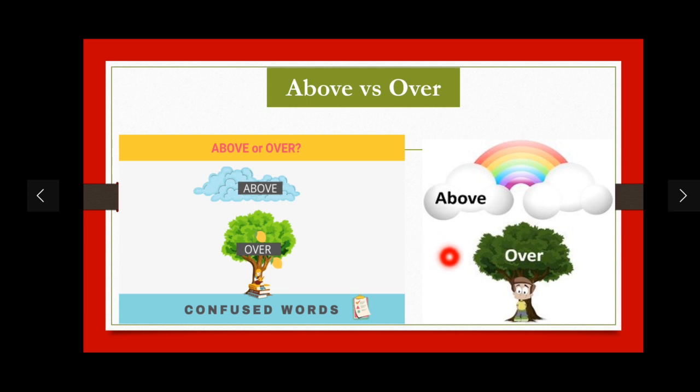Now, the second difference between above and over is that we use over when something is higher than another thing directly. You can see that here is a person and just upright above the person is a tree. And we use above when something is higher than something else, but that height is not direct. You can see it is directly higher and it is indirectly higher.